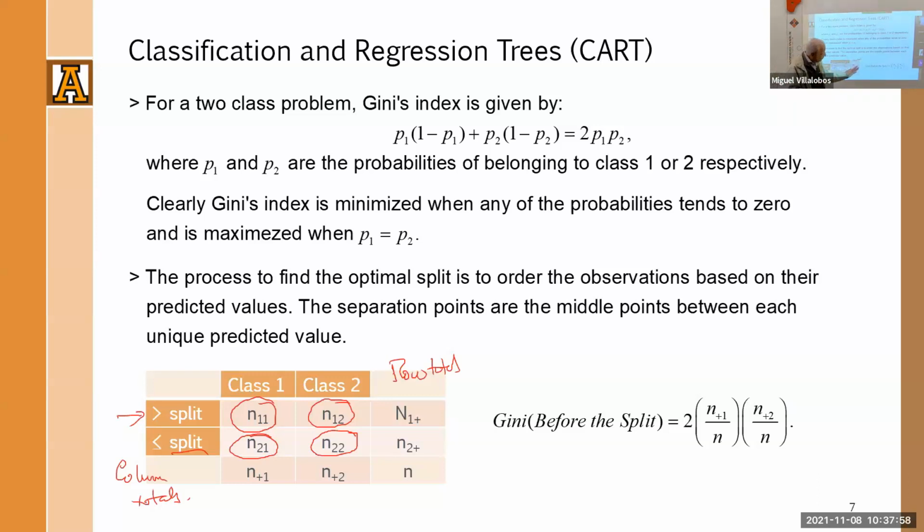So before I do the split, I compute the same. And I compute the same for all possible splits. So I take all possible values where I can do a split, and I compute the Gini's index before the split. Then you can imagine what's going to happen later. I'm going to do it after the split and check which of the splits gives me the largest reduction in the Gini's index.